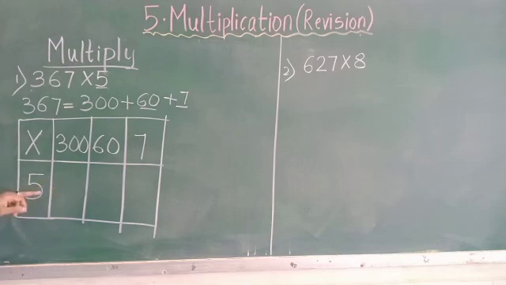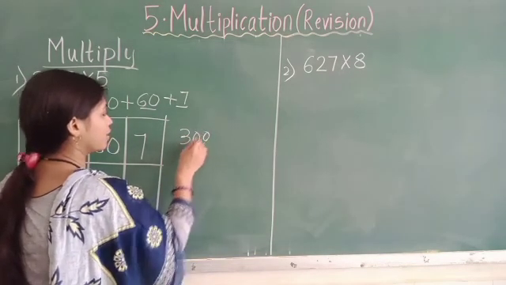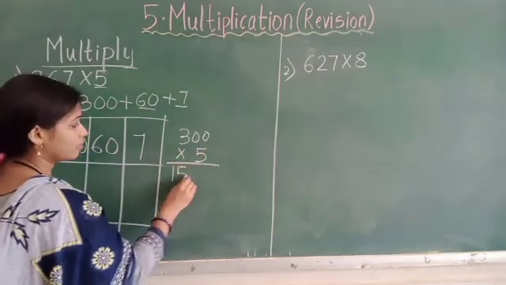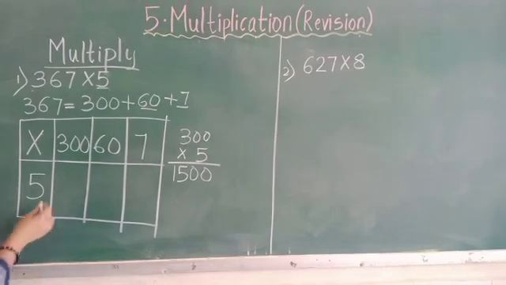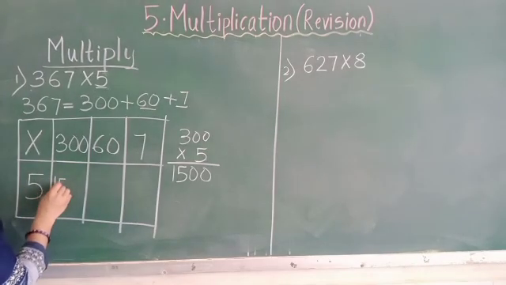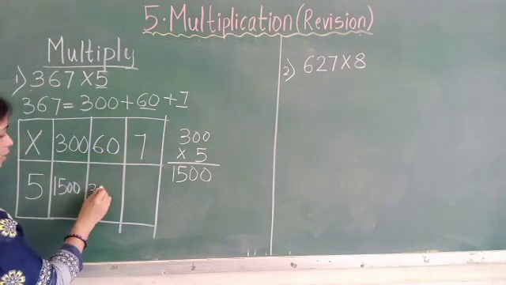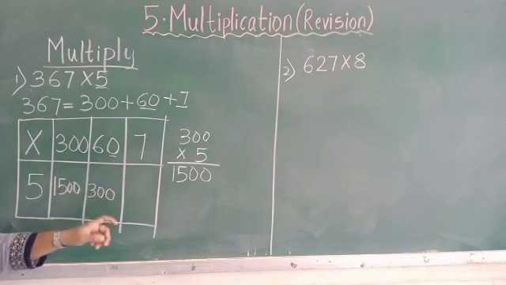Now what is the next step? First we will multiply 5 by 300. So let us multiply. 300 multiplied by 5 is how much? 5 3s is 15 and 2 zeros of 300. So what will we write here? 1500. 5 multiplied by 60 is how much? 5 6s is 30 and 1 zero of 60. So 5 multiplied by 60 is how much? 300. 5 multiplied by 7 is how much?